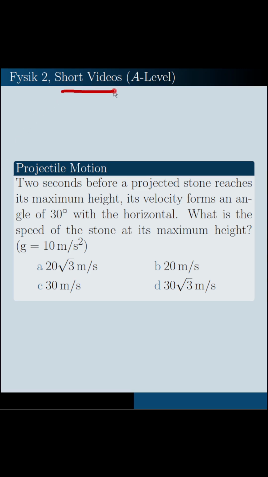Hello, in this short video I'm going to investigate the following A-level problem on the topic of projectile motion. 2 seconds before a projected stone reaches its maximum height, its velocity forms an angle of 30 degrees with the horizontal. What is the speed of the stone at its maximum height? G is given to be 10 meters per second squared. Pause the video at this point and give it a try.